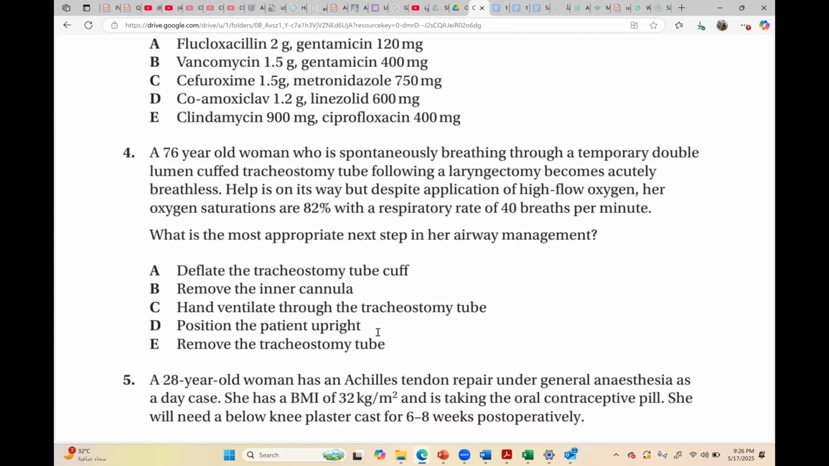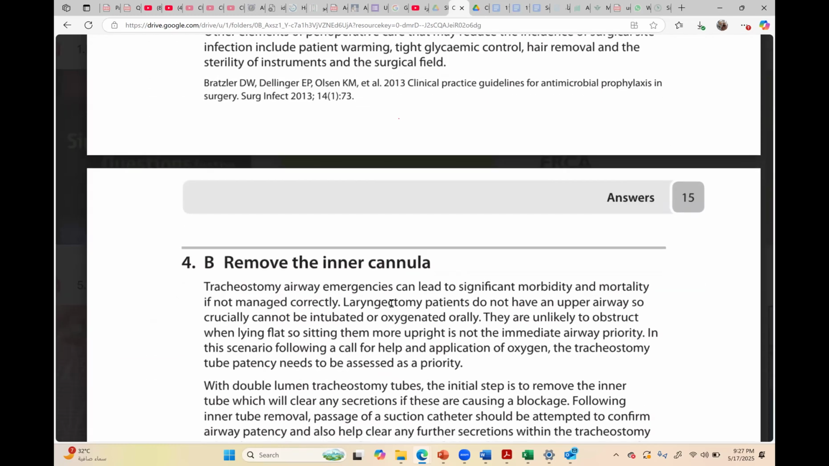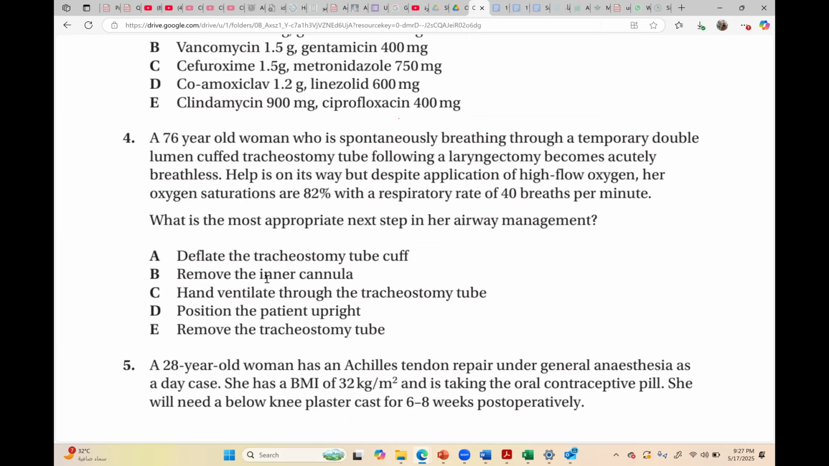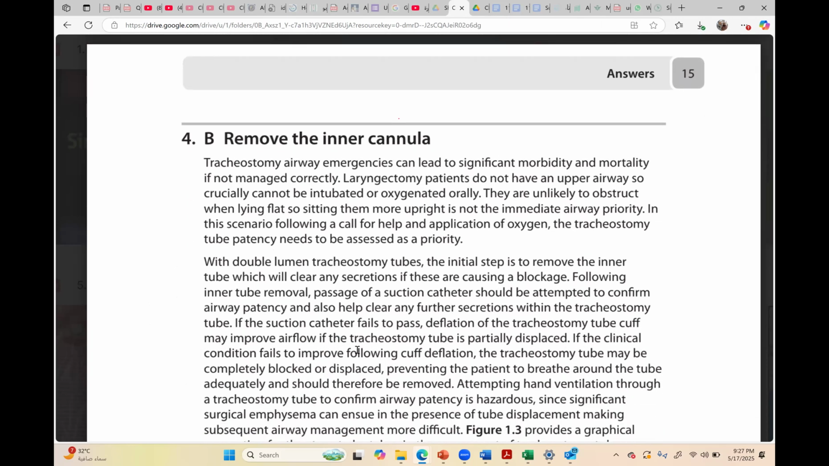So actually, this question will be through three things: the blocked tracheostomy tube and this one algorithm. All things can be done, but what you will be doing first is the main point. So let's see what they have written. Remove the inner cannula. Tracheostomy airway emergencies can lead to significant morbidity and mortality if not managed correctly. Laryngectomy patients do not have an upper airway, so the upper airway is bypassed; critically, they cannot be intubated or oxygenated orally. They are unlikely to obstruct when lying flat, so sitting them upright is not the immediate airway priority because it will not help a lot.